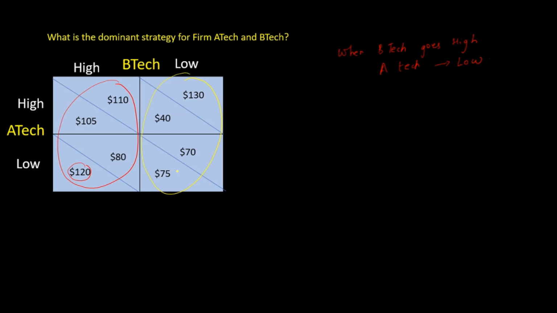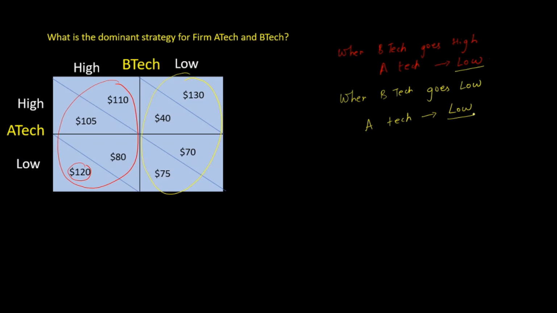So, which is the best optimal strategy for A Tech? Obviously, firm A Tech should charge a low price because that would fetch a higher economic profit of $75. So, let me write that down. When B Tech goes low, A Tech should also go low. So we saw that in this case, no matter what B Tech does, it makes sense for A Tech to charge a lower price.